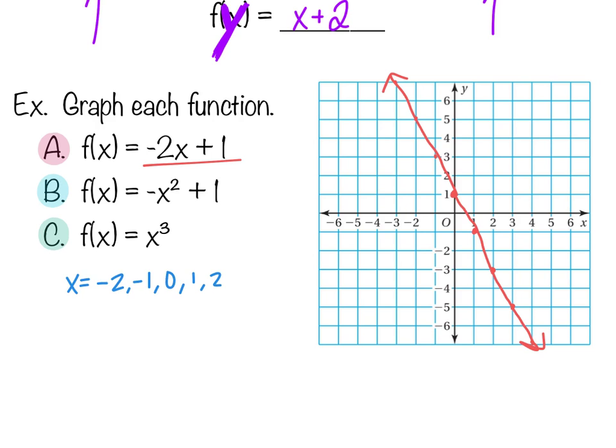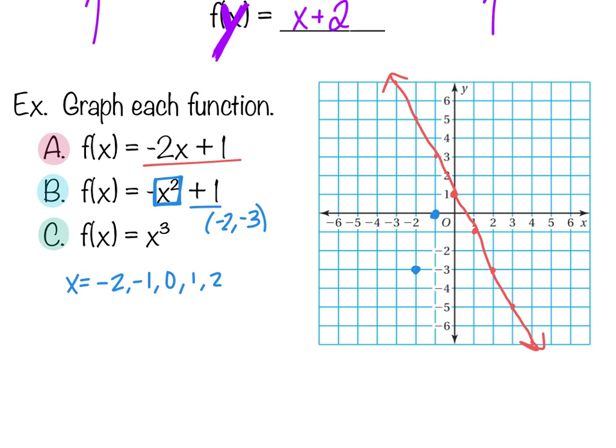So if I plug in negative 2, the first thing I'm supposed to do is square it. Negative 2 squared, negative 2 times negative 2 is 4, and then I'm supposed to make it negative. So negative 4 plus 1 is negative 3. So when I input negative 2, I'm outputting negative 3. So right there. When I input negative 1, squared is 1, make it negative. Negative 1 plus 1 is 0. So when I input negative 1, I get 0.